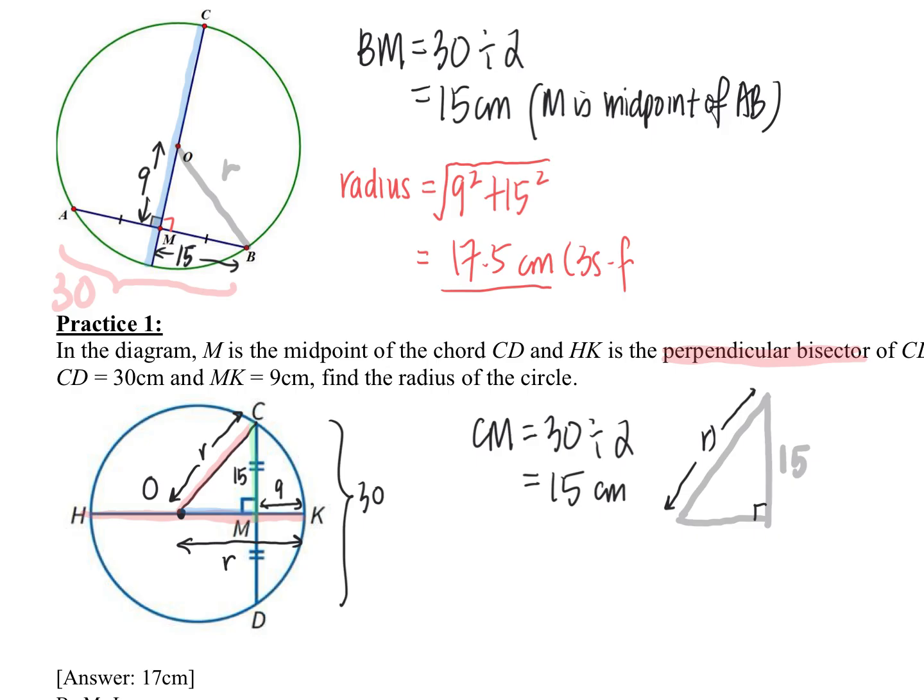So actually OM is R minus 9. So this part here, OM, is just R minus 9. Then can you see now you only have one variable and you can use Pythagoras theorem one more time. So we will do Pythagoras theorem. R squared equals 15 squared plus (R minus 9) squared. Okay, so let's try to solve them normally.